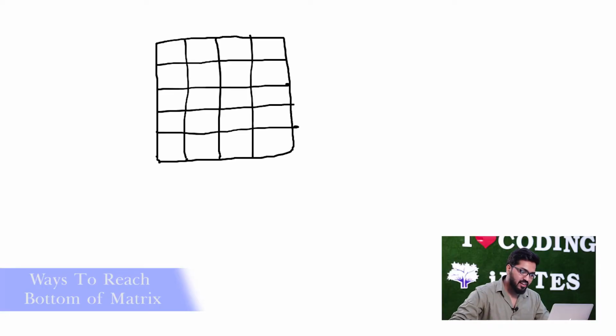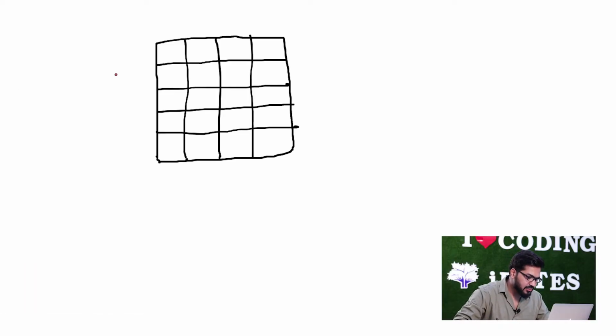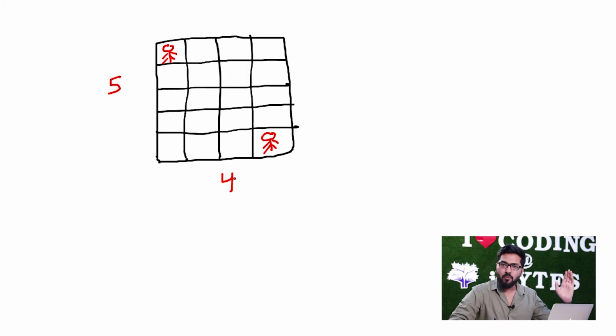Hi. So the next problem is a very interesting problem. So the problem is that we have a matrix. Let's say this is a matrix of 5 by 4, that there are 5 rows and 4 columns. Okay. So there is a person over here. He wants to reach this position, right? So from top left he wants to reach bottom right.